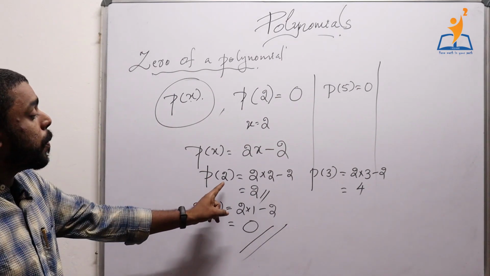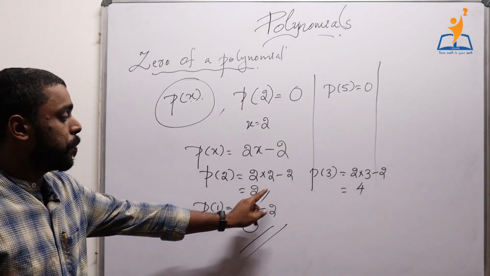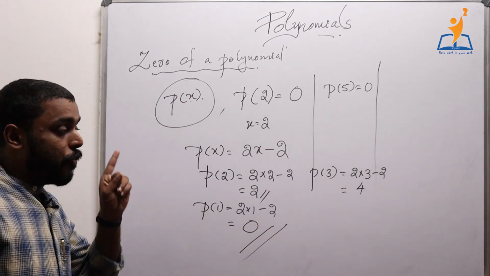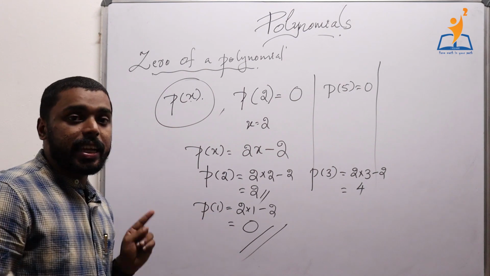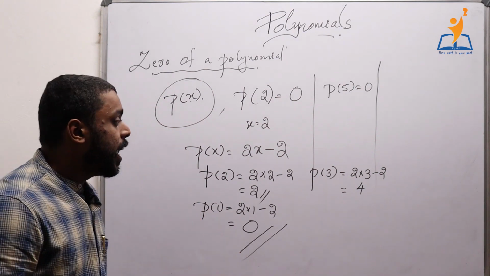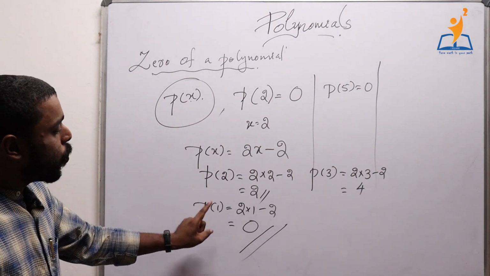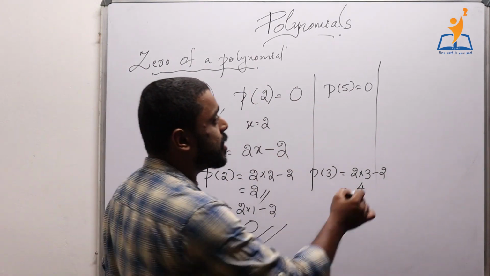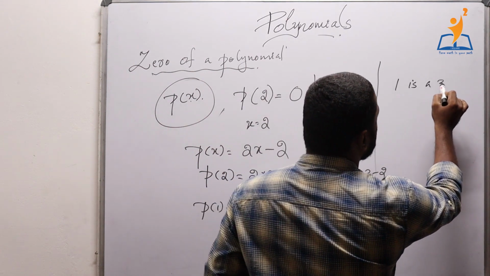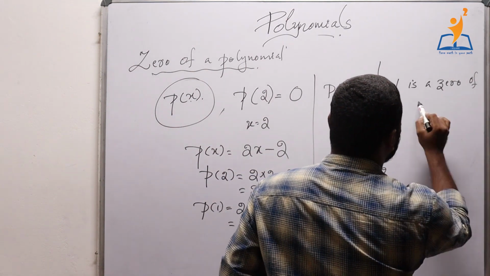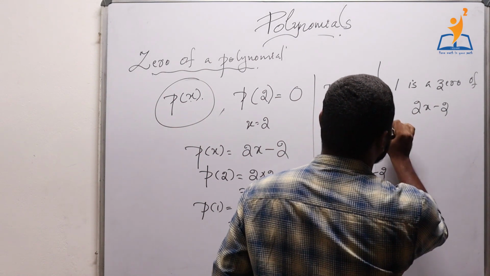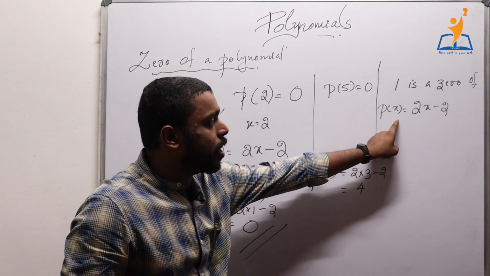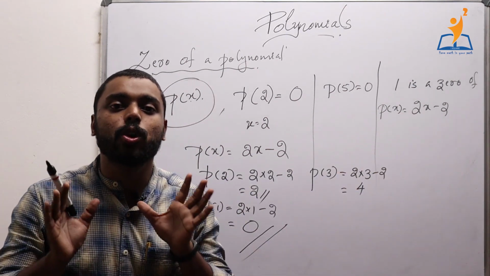See, when we substituted 2, we got 2. When we substituted 3, we got 4, not 0. But when we substituted 1 instead of x, we got 0. Hence, we can say that 1 is a 0 of the polynomial. Is it clear? That is, 1 is a 0 of 2x minus 2, where p of x is equal to 2x minus 2, because when we substituted 1 instead of x, it results in the value 0.